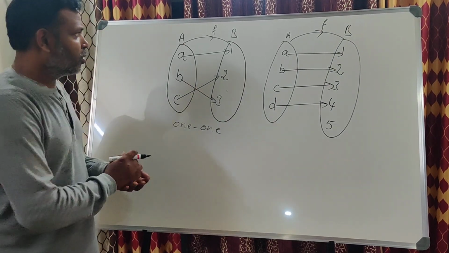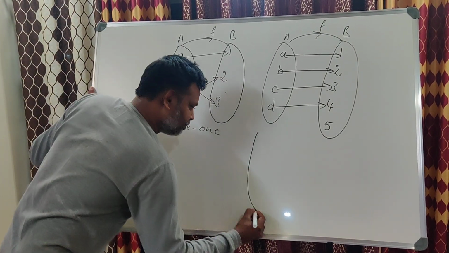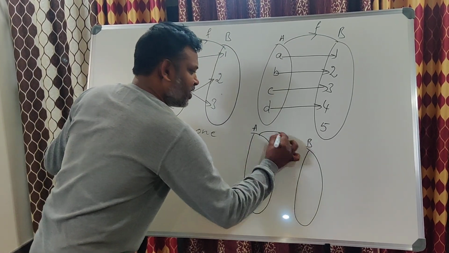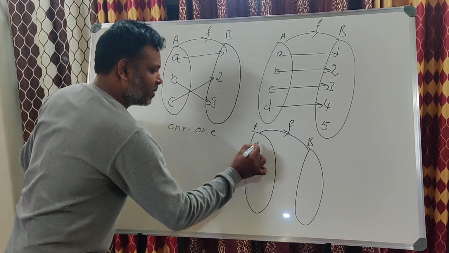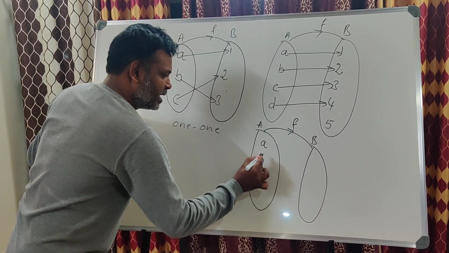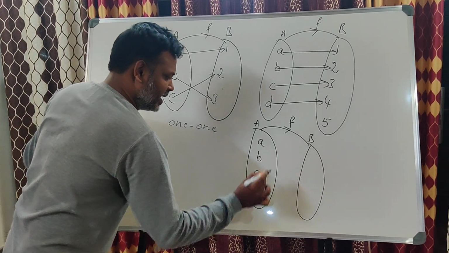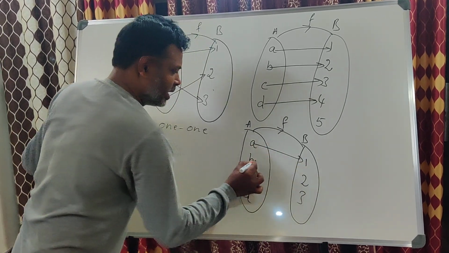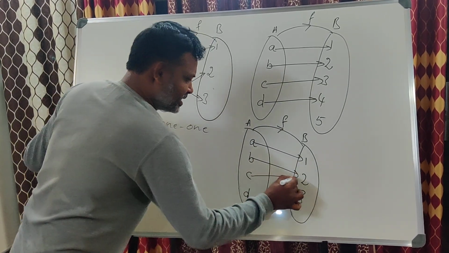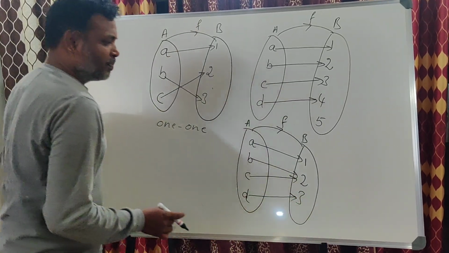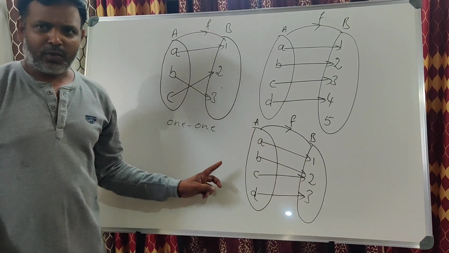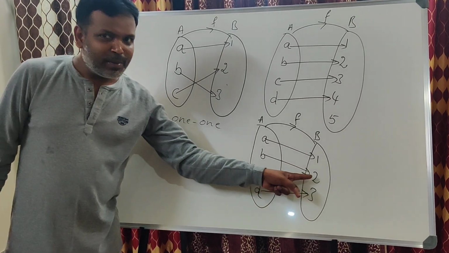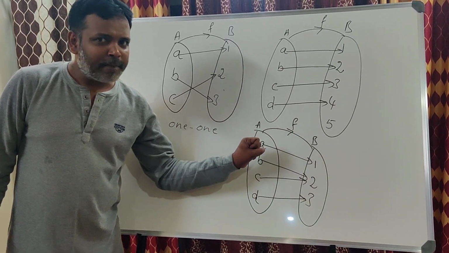Now next I will move to the next example here. Look here. This is A and this is B. I am going to define a function from set A to set B in such a way that, look here, A, B, C, D and 1, 2, 3. Now A is related to 1, B is related to 2, C is related to 2, D is related to 3. Here this is not a one-one function. Why? Because here B and C are different elements having the same image. Therefore this is not a one-one function.